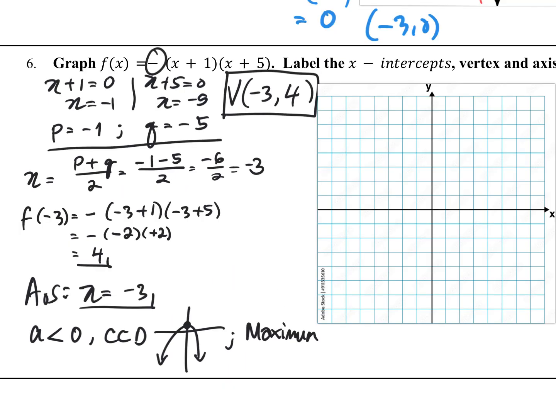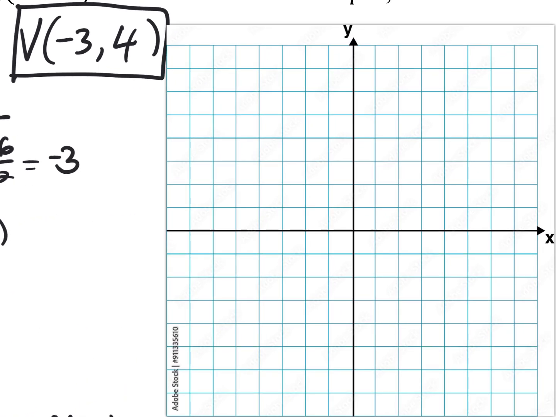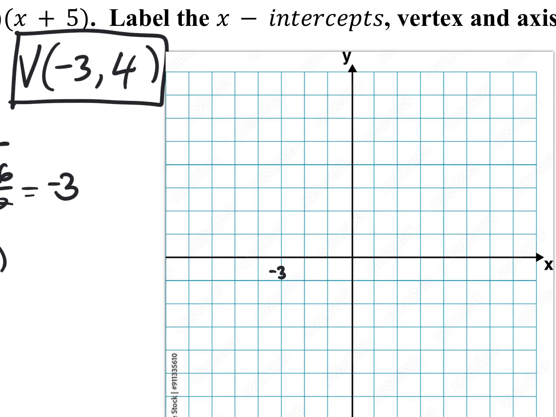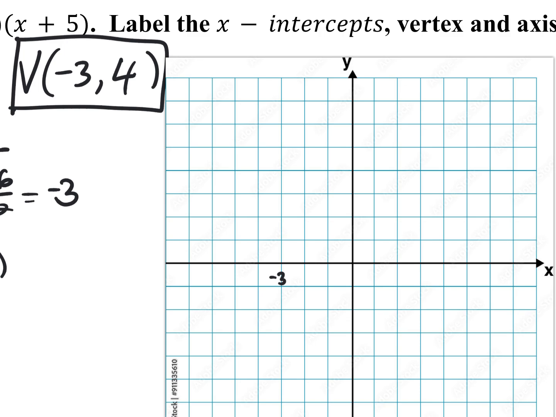Okay, so let's start graphing this function. First, I would like to locate my vertex. My vertex is negative 3, 4. So it's going to be 1, 2, and 3. This is going to be my negative 3. And my 4 is 1, 2, 3, and 4. This is here, so the vertex is in here. So let's label that. Vertex is going to be negative 3, 4.